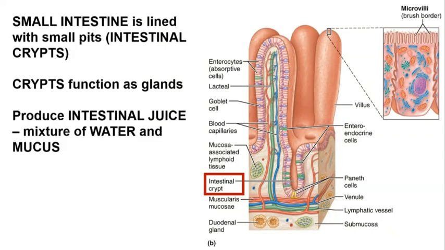The mucosa of the small intestine has many tiny pits lining it, and these pits are called intestinal crypts. The cells lining the crypt produce intestinal juice, which is a mixture of water and mucus that functions to carry the chyme. These intestinal crypts do resemble the gastric pits that we saw lining the stomach, but remember that the stomach does not function much in absorption, so the stomach does not have villi or microvilli within it.